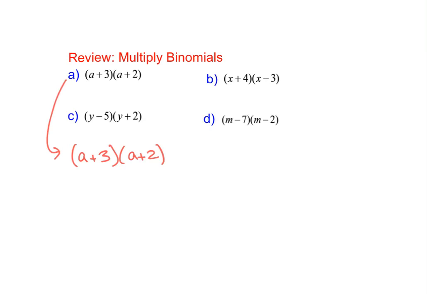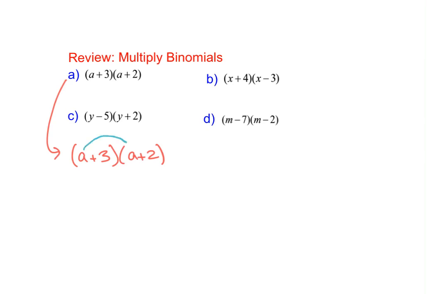All right, so to go back to when we were multiplying binomials before, the trick was that everything in our first binomial had to get multiplied by everything in the second one. So that involved multiplying four different things. So let's do this first one here together. So I've got a plus 3 times a plus 2.